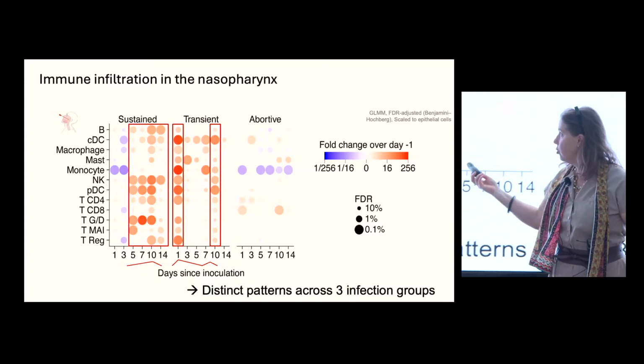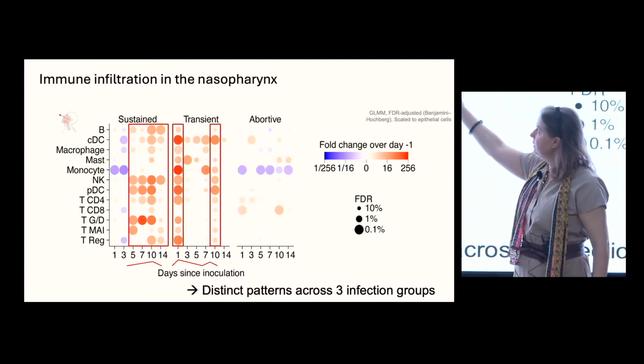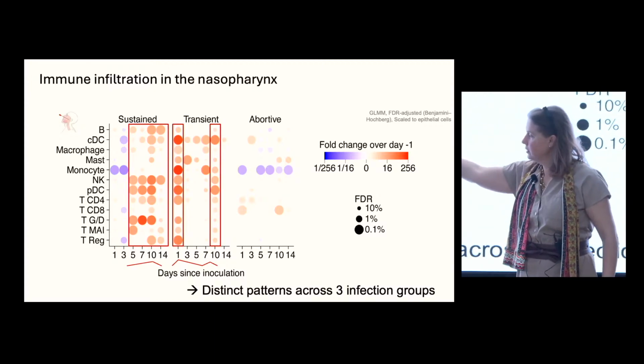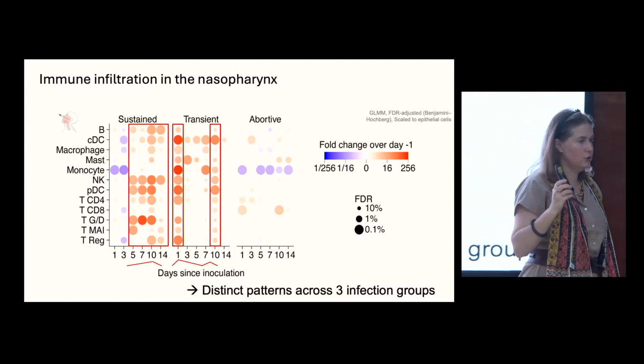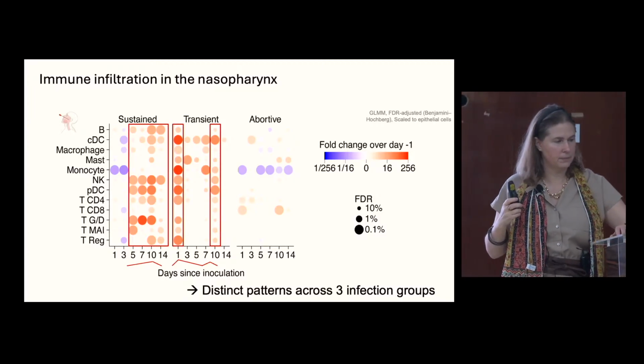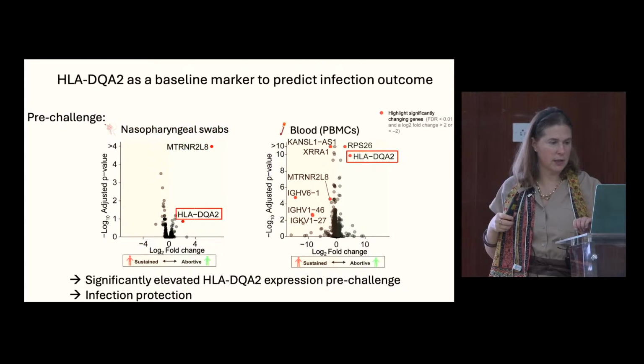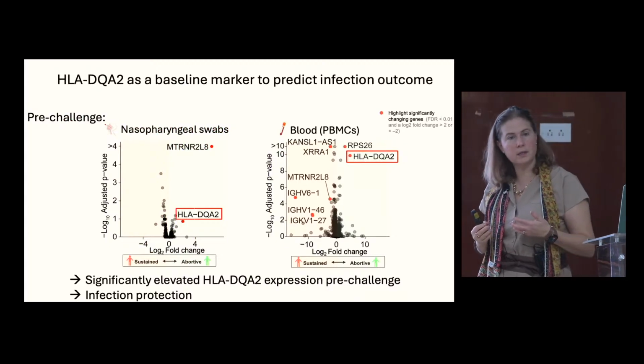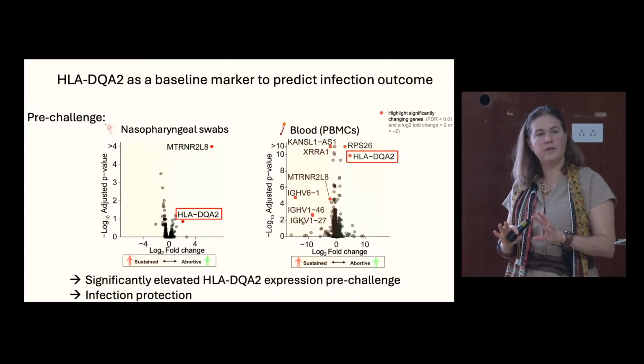And then the third cohort are the ones who completely defend themselves against infection. And we can see there's actually not huge changes in immune cell status in those cells. So what is it that protects those people from infection?